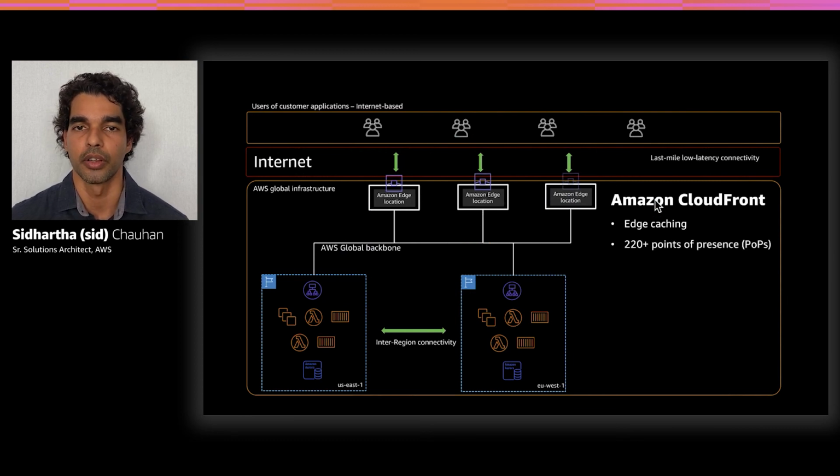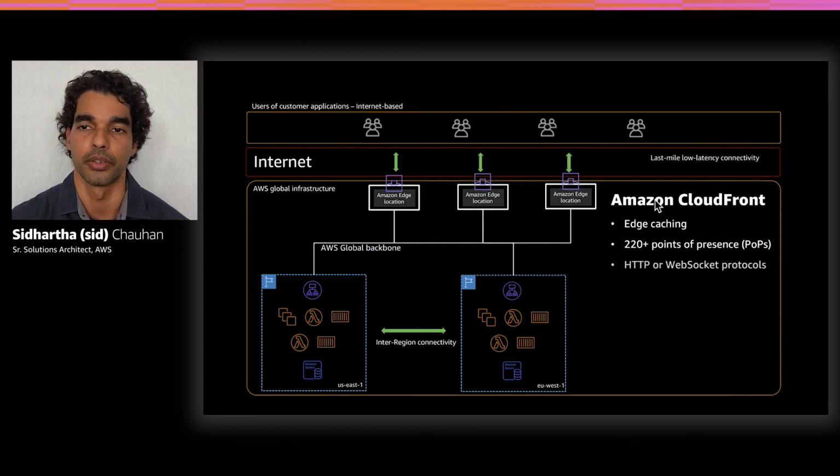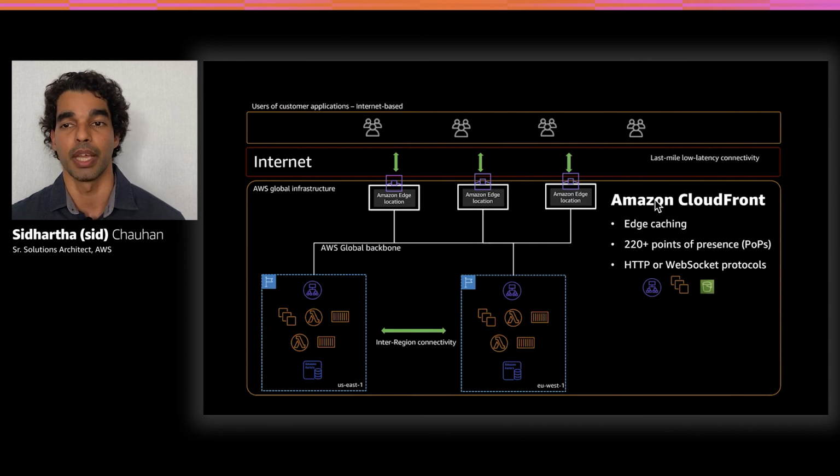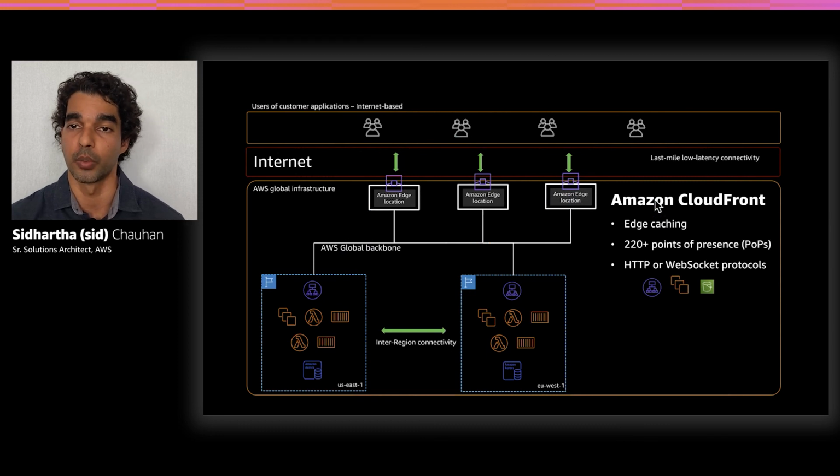So with CloudFront, you can cache your edge data in edge locations in 220 plus points of presence. We support HTTP and WebSocket protocols. So keep in mind, this works at a layer above where Global Accelerator was functioning. Global Accelerator was TCP UDP. This is HTTP and WebSockets.